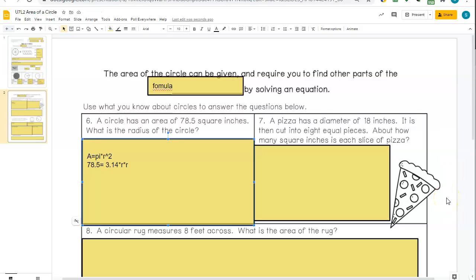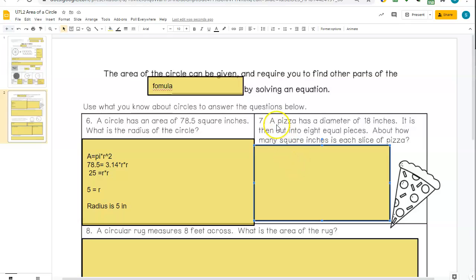Well, that is 25. So 25 equals r times r. Do you know of a number that when multiplied by itself is 25? What number times itself is 25? Oh, I think you know it. 5 equals r. So our radius is 5 inches. Now, if the area is in square inches, then the radius has got to be in inches.